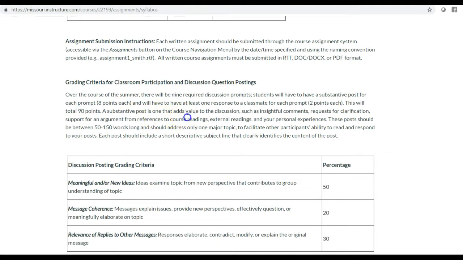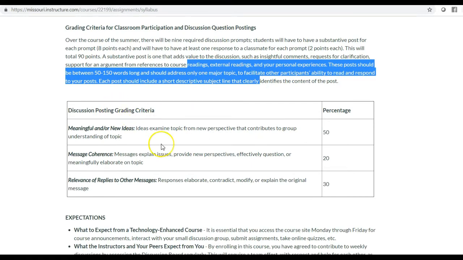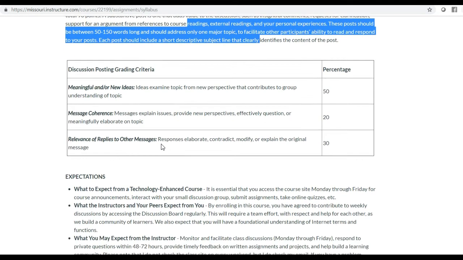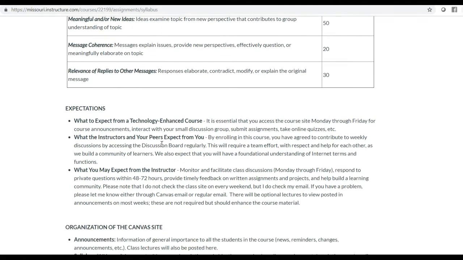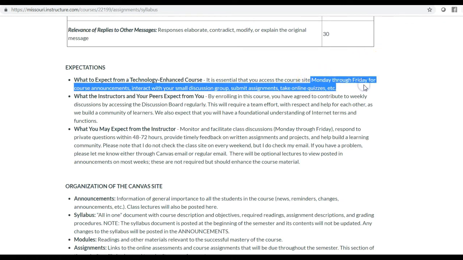And this will explain what I mean by a substantive original post. These are the criteria upon which I grade discussion posts: meaningful and new ideas, coherence, and relevance of replies to other messages. Okay. My expectations, what to expect from a technology-enhanced course. It's essential that you access this course several times through the week, in the summer, Monday through Friday, as possible, to interact, submit assignments, things of that nature.